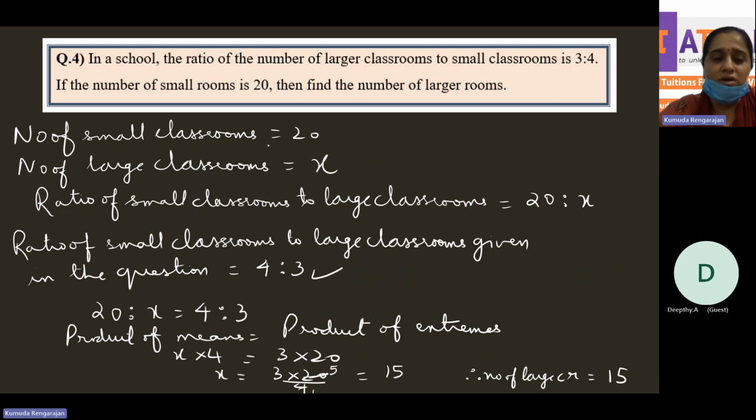Now, you know that small is 20 and large is X. In the same order, you make one ratio. What is given? Small to large is 4:3, right? Now, you create a ratio, small to large. What is small to large? 20:X. And now these two are equal. 20:X is equal to 4:3.